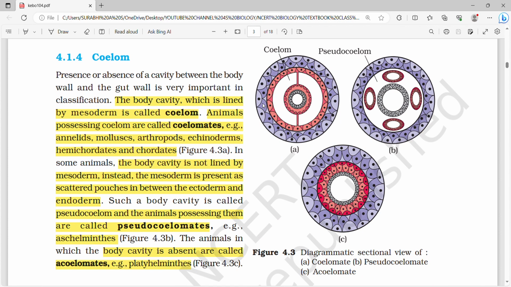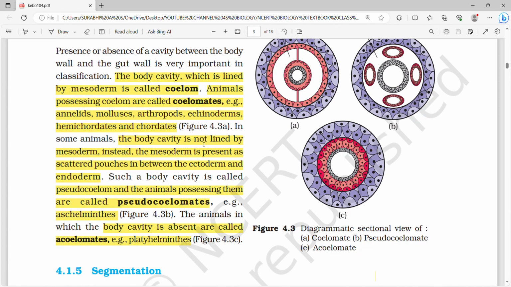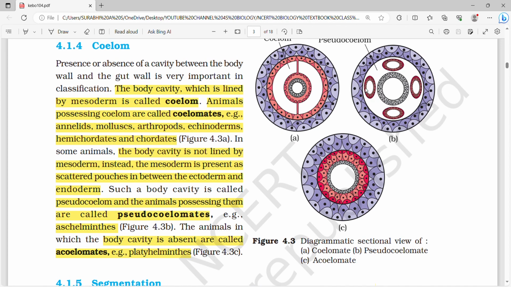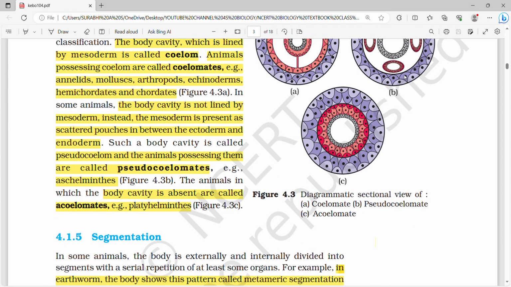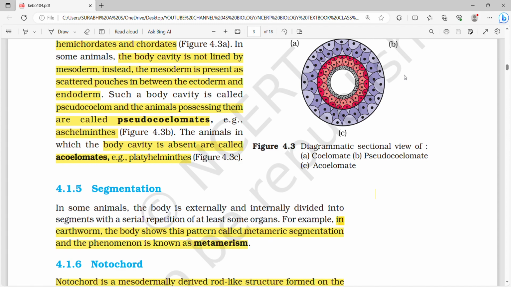Next, moving into coelom. The body cavity which is lined by the mesoderm. If there is a mesoderm lining, it is called coelom, and the animals possessing it are called coelomate animals. Examples: annelida, mollusks, arthropods, echinoderms, hemichordates, and chordates. And if the body cavity is not lined by the mesoderm and the mesoderm is present as scattered pouches in between the ectoderm and endoderm, these are called pseudocoelomate animals. So if you see, these are the scattered pouches. Next, if the body cavity itself is absent, then it is called acoelomate, that is in platyhelminthes.